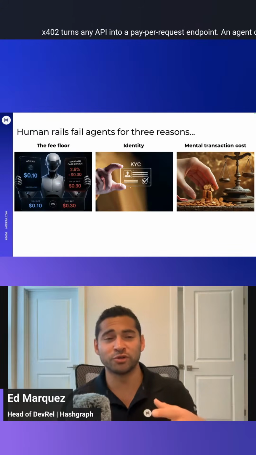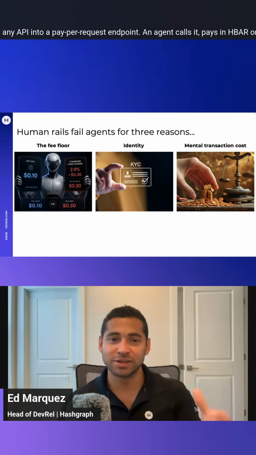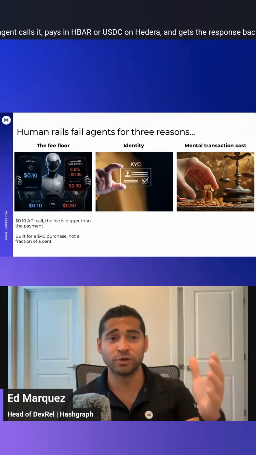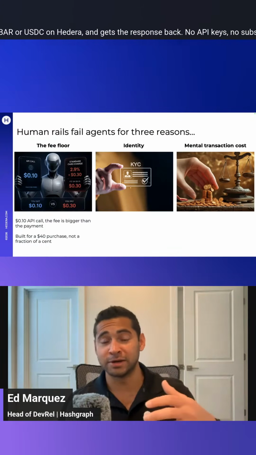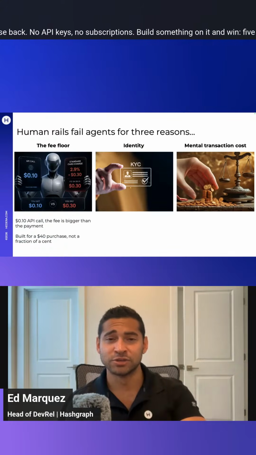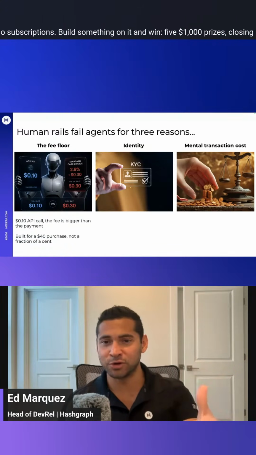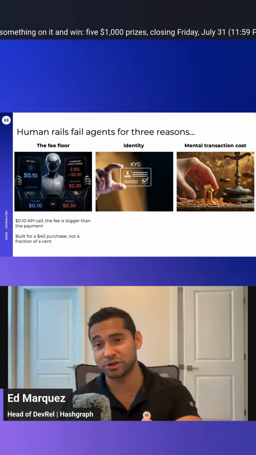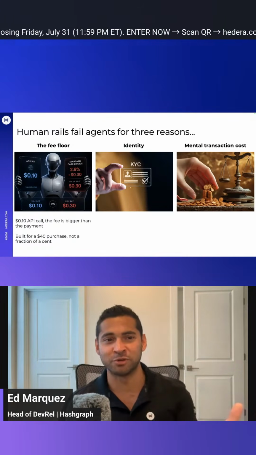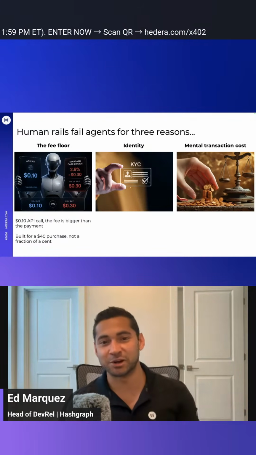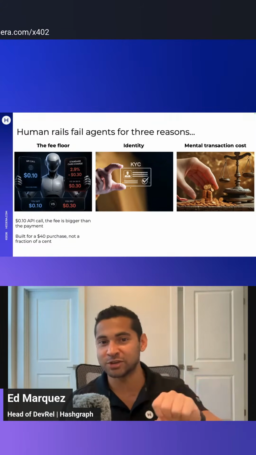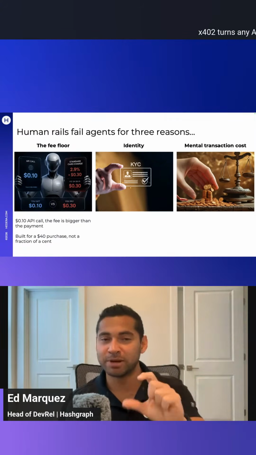And so each one of those payment options fails for various reasons, right? One is the fee floor. A standard credit card or typical banking charge is about 3% plus 30 cents. So if you're trying to make an API call that costs 1 cent or a fraction of a cent, you have a fee that is bigger than the thing you're actually trying to pay for. So the human rails don't necessarily make sense for that. The human rails were built for a $40 transaction or a $400 transaction, but not for a fraction of a cent.